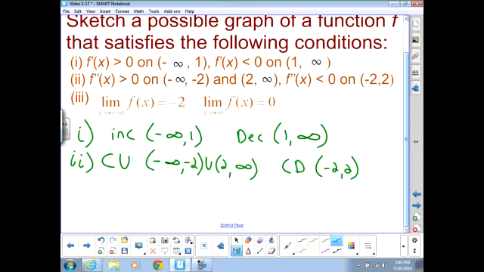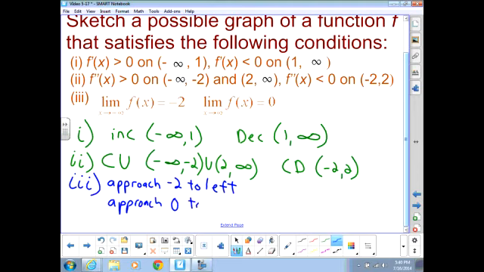And the last part, we've got some limits. As we go to negative infinity for x, that means when we go really far to the left for x, we need to approach a y value of negative 2. So that means we want to approach negative 2 as we go to the left. And again, when I'm saying negative 2, that means approach the y value of negative 2. And the limit is x goes to infinity, so as we go to the right, we want to approach 0. And again, when we say approach 0, we're talking y values.